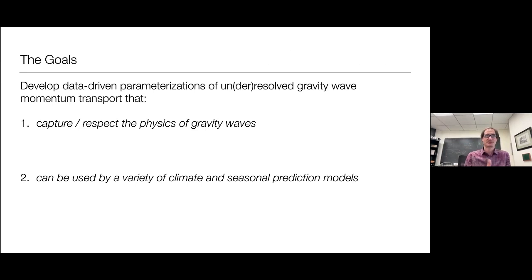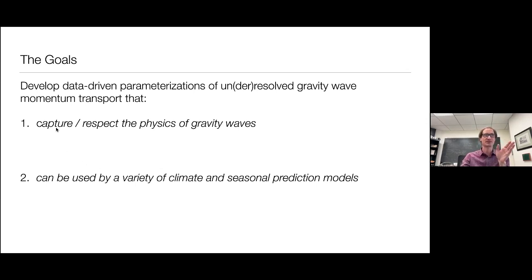We want to develop data-driven parameterizations of non-resolved and under-resolved gravity waves. That under part is we're in the gray zone where the models are partially doing it. They're primitive equation or non-hydrostatic. They can make gravity waves, they're just not doing it well. And so we have to figure out what they're doing wrong and then add what's missing. And we want two main things.